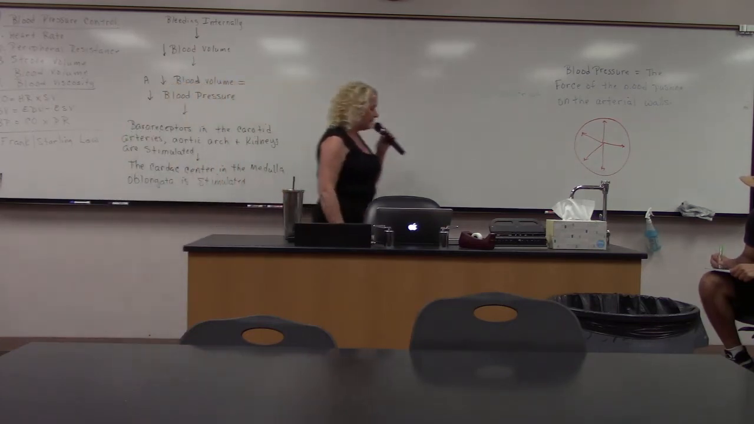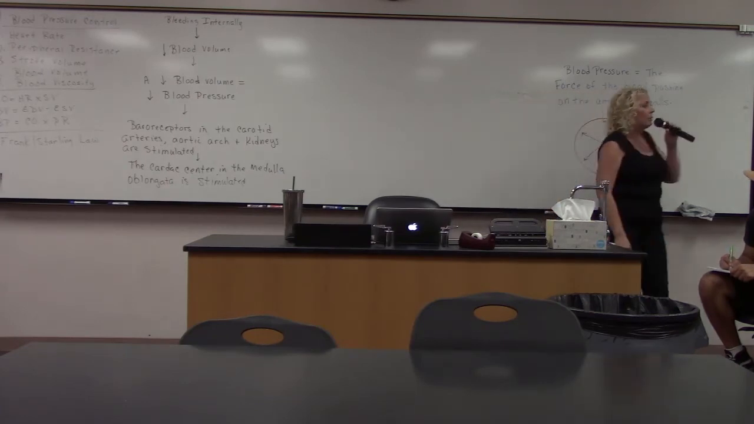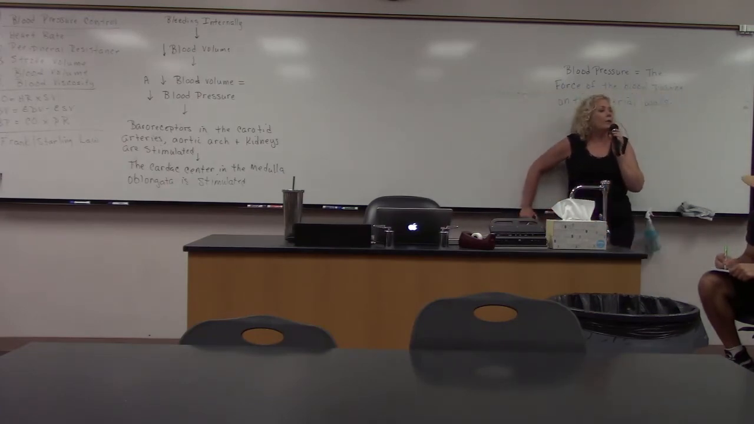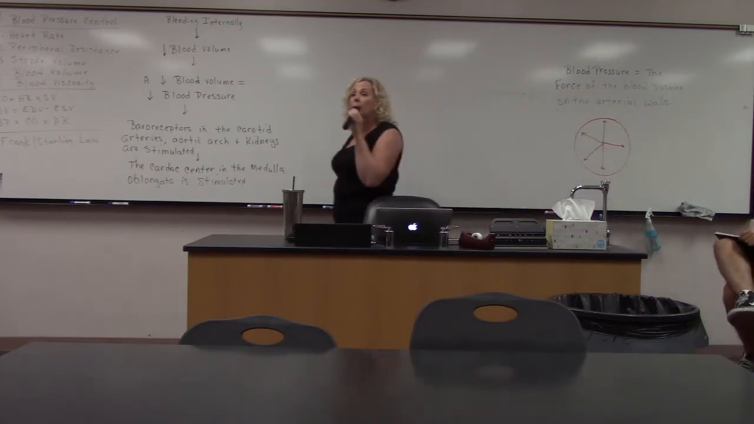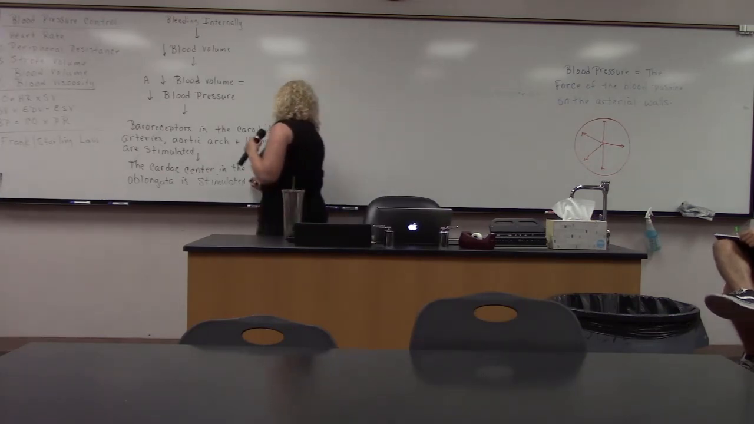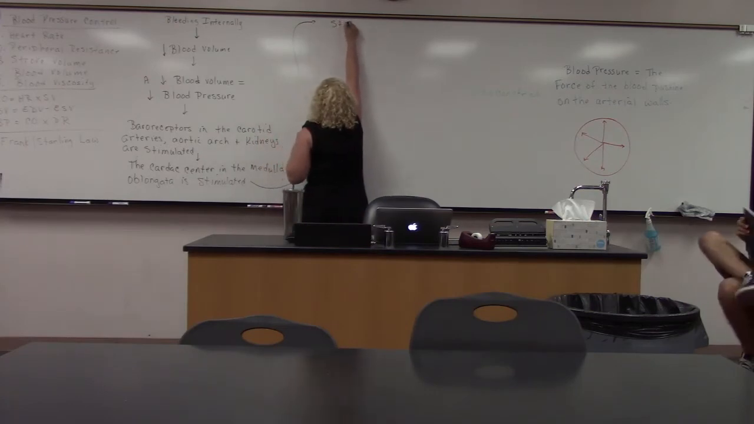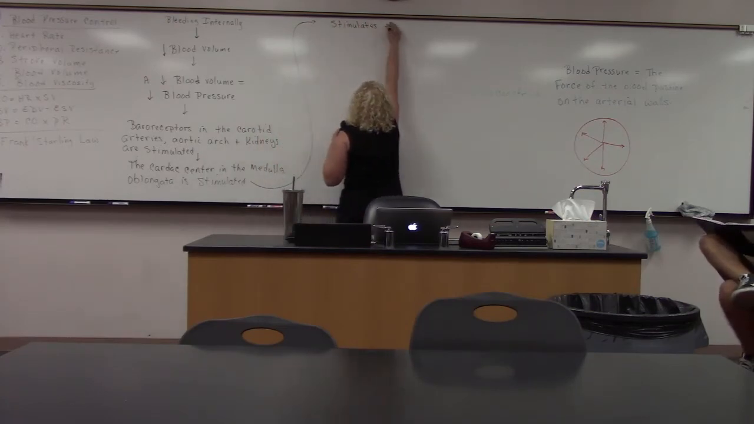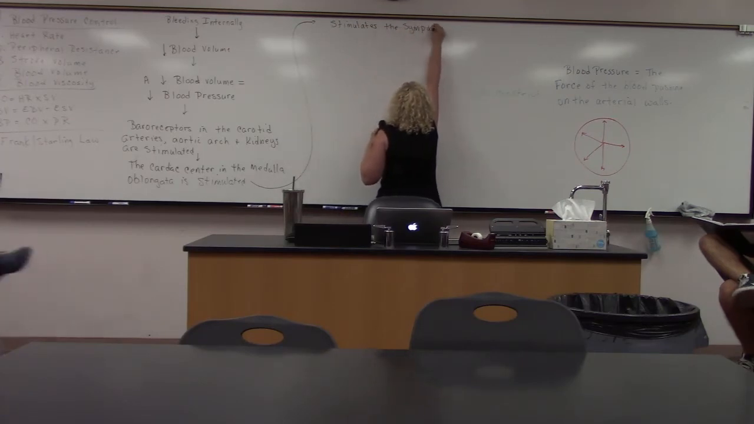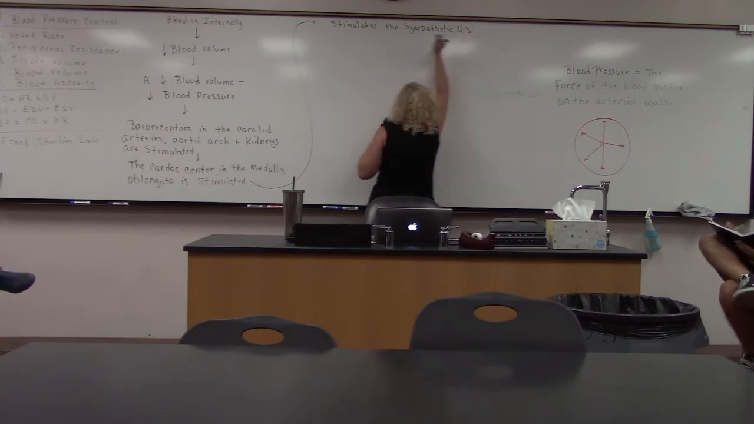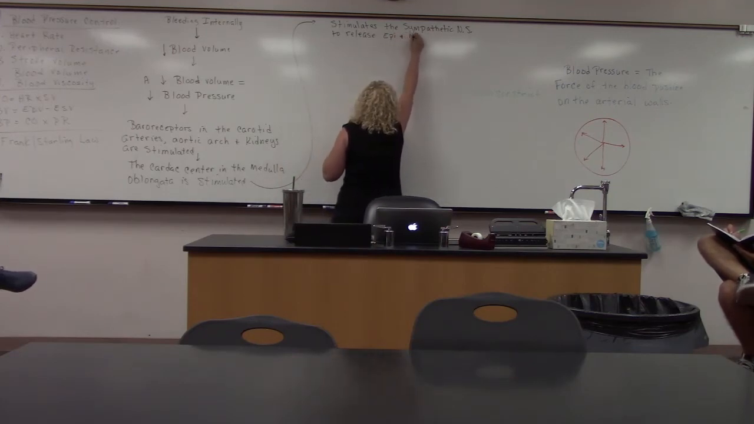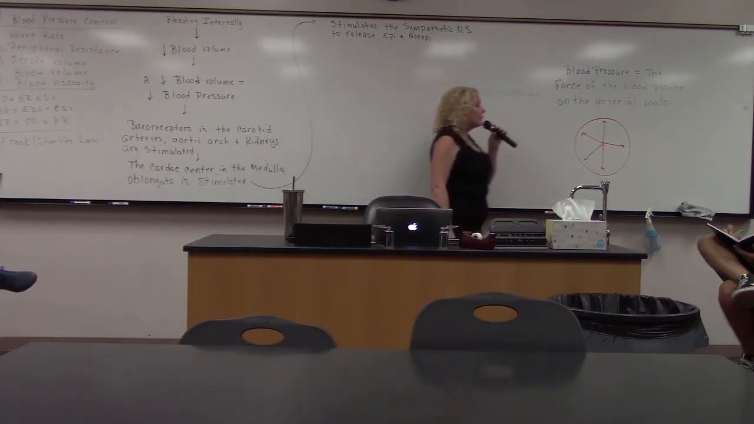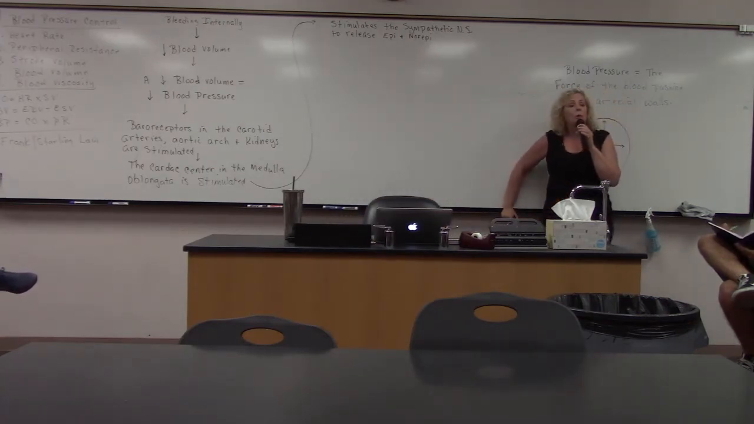When the baroreceptors detect a change in blood pressure, they're going to let the brain know. In particular, they let the cardiac center in the medulla oblongata know that blood pressure has dropped. Now, the job of the medulla oblongata is to stimulate the sympathetic nervous system. The sympathetic nervous system will secrete epinephrine and norepinephrine.